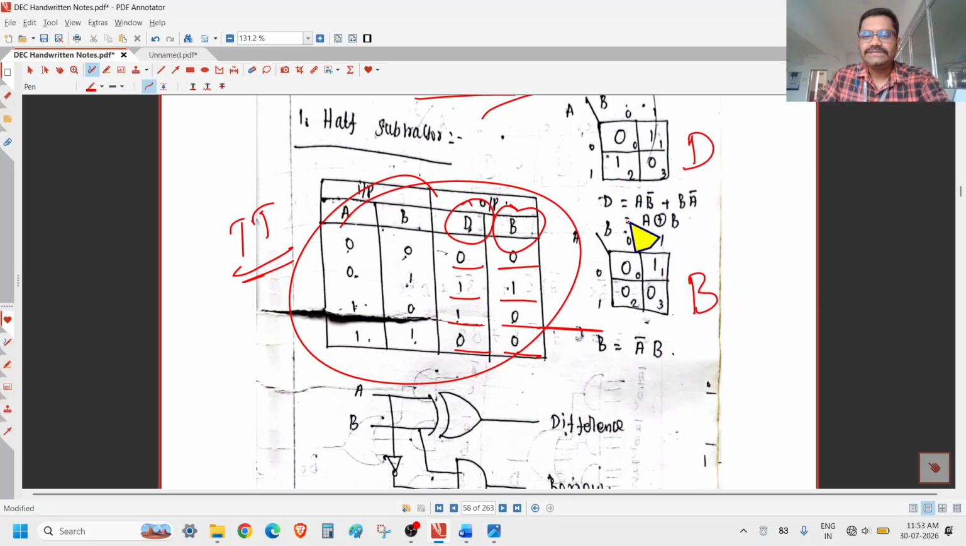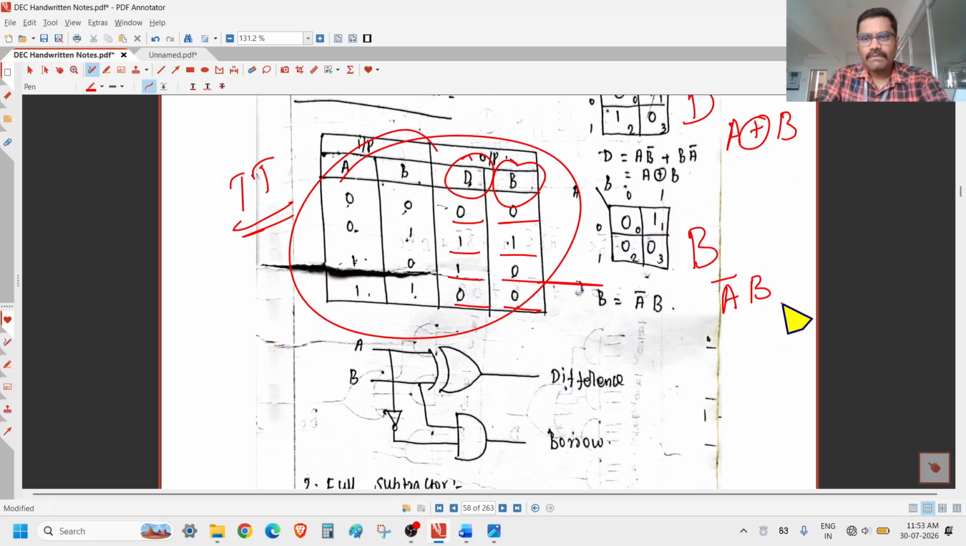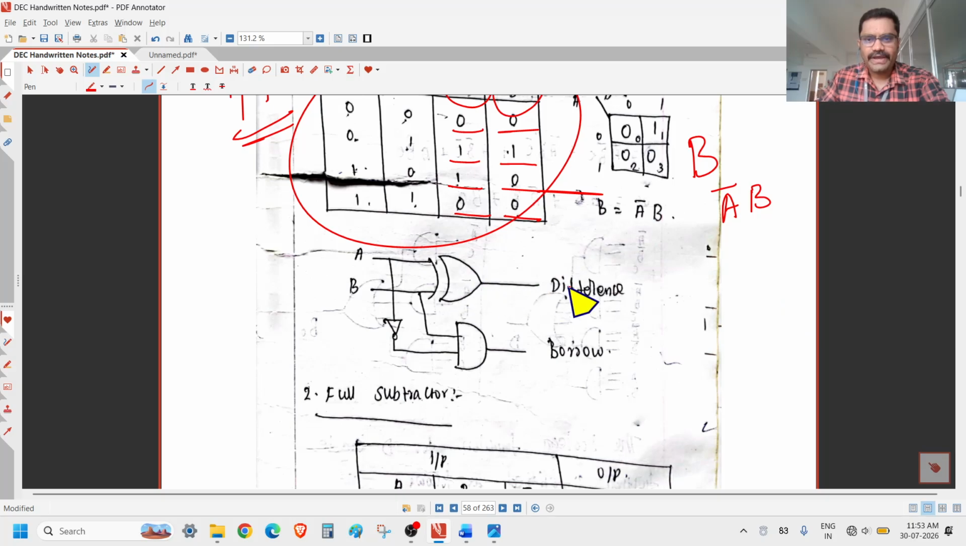If you simplify now, for difference we get A XOR B, like the result in the half adder, and for borrow the result is A bar into B. Once you have the answer, the final logic diagram will be implemented like this. For the XOR gate, I'm just showing one XOR gate here, and the difference output is A XOR B, and the borrow output is A bar into B. So this is how you have to design the half subtractor.